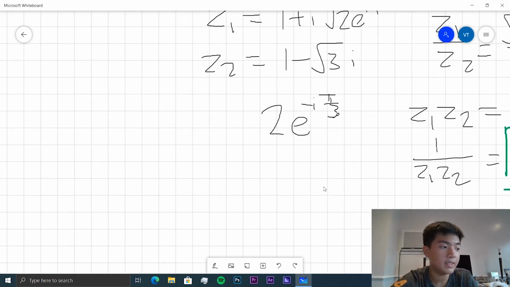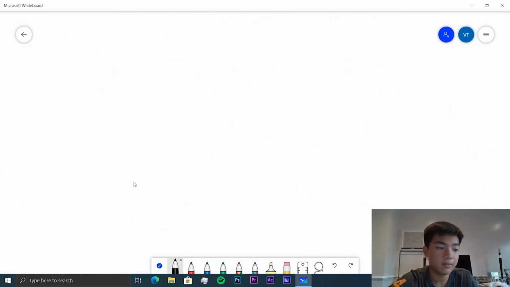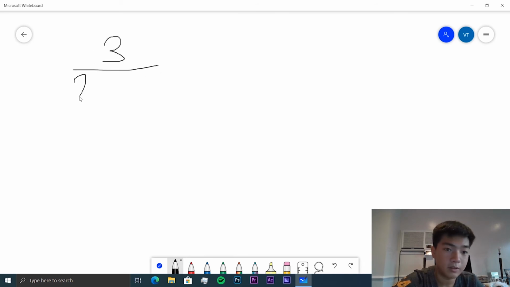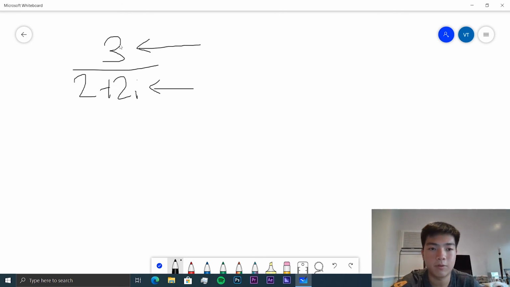And then we need to express, okay, so that's the next question already. So we need to express in polar form 3 over 2 plus 2i. We'll do this one first. So how do we do this? Well, we can simply convert both of these numbers into polar form. So 3 in polar form is equal to 3 cis 0.